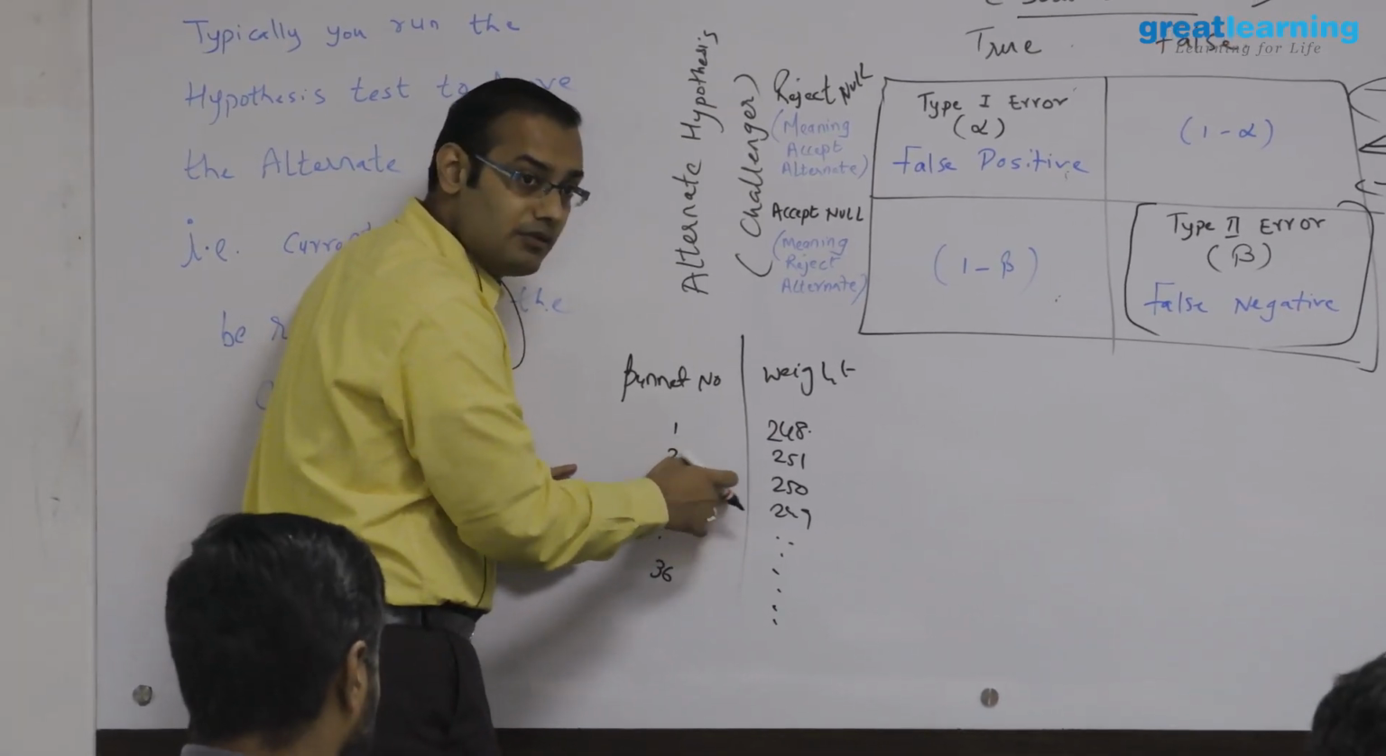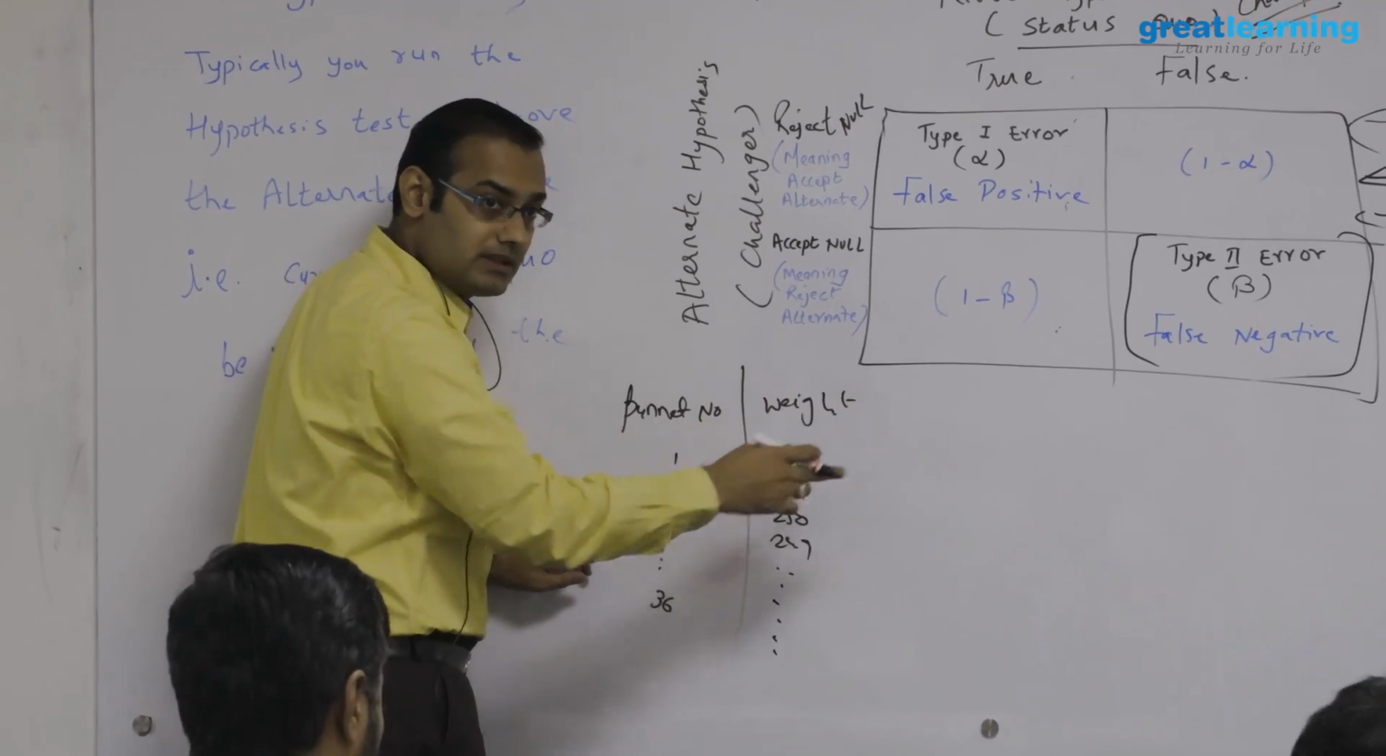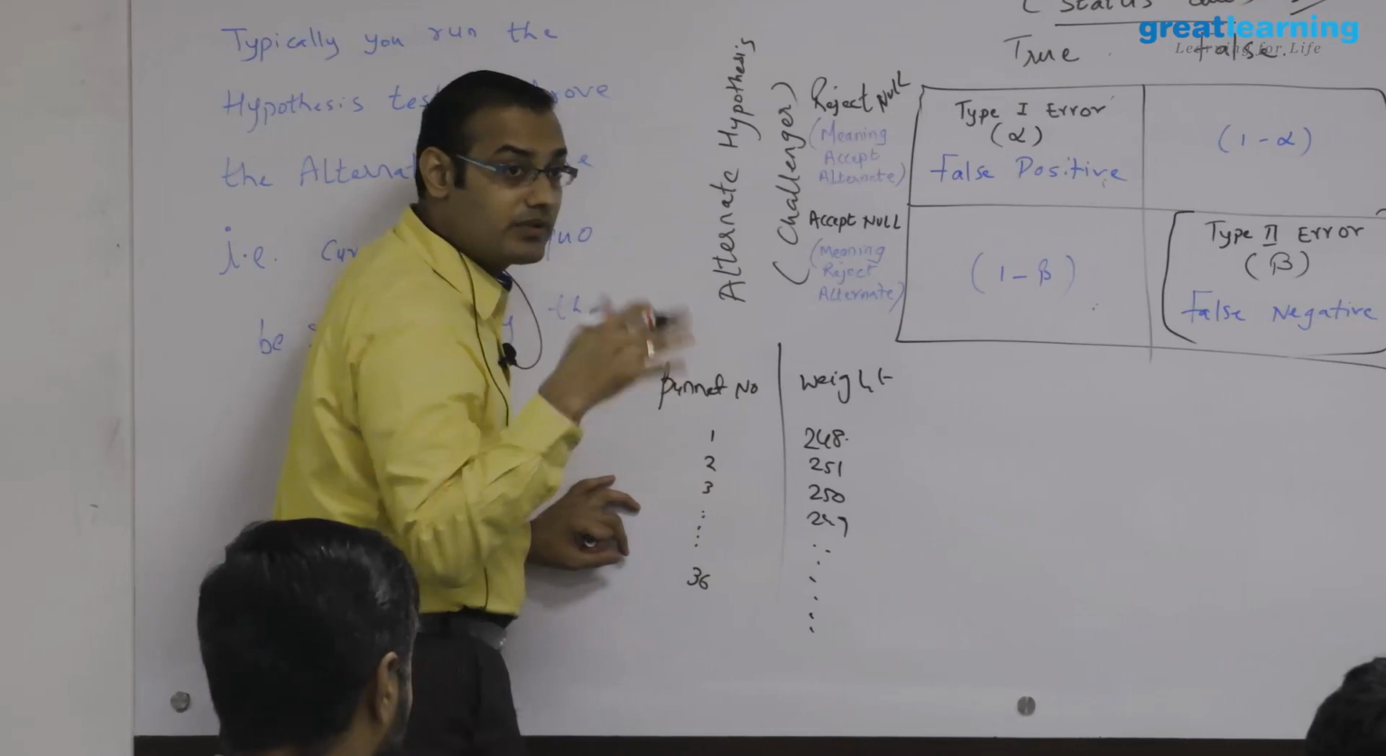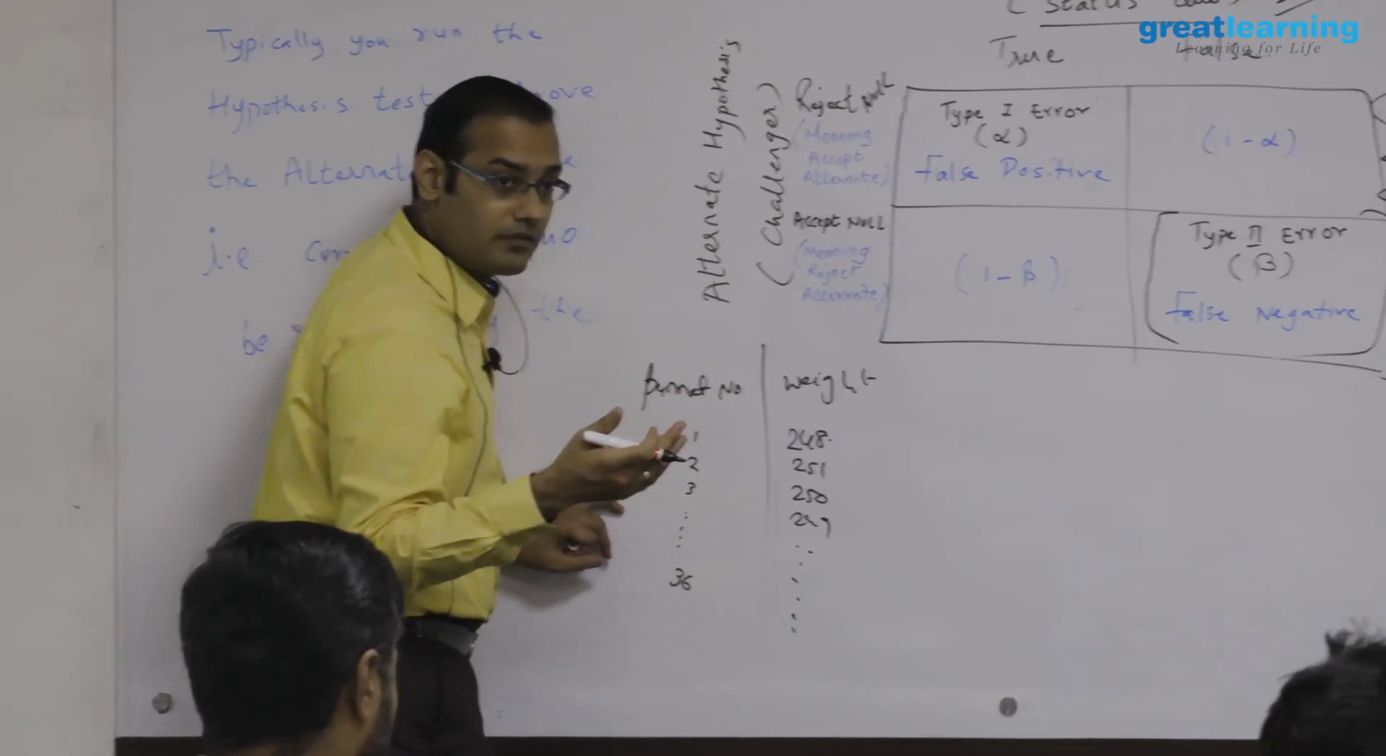This is given to you. This is a given. I'm not saying standard deviation of sampling distribution. What is standard deviation of sampling distribution?